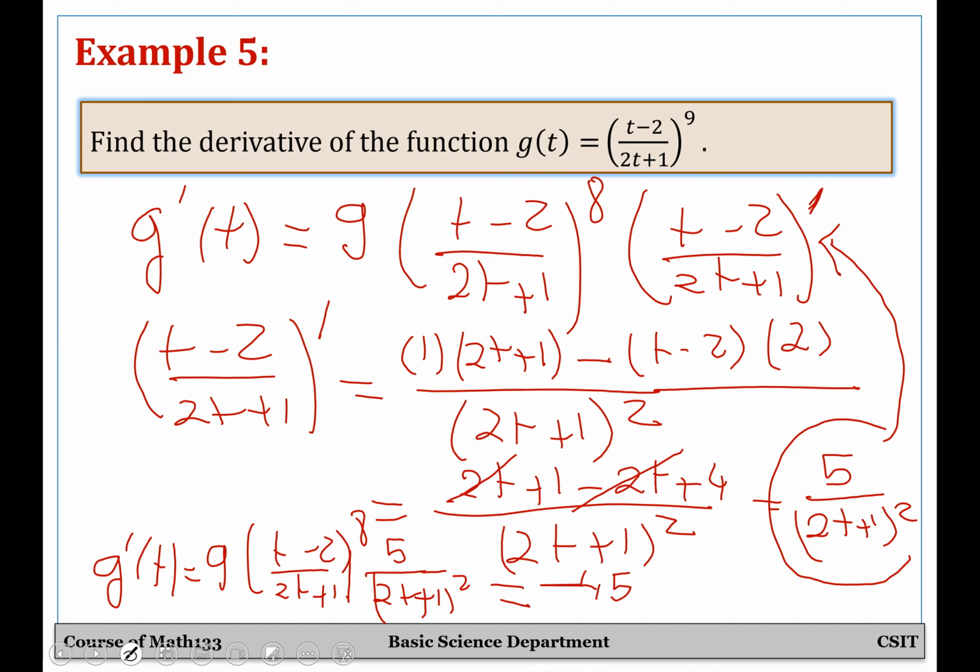I can separate the powers, so t minus 2 power 8, but in the denominator I will have 2t plus 1 power 8 times 2t plus 1 power 2. So this is 2t plus 1 power 10. Okay, and that's the final answer here for the derivative.